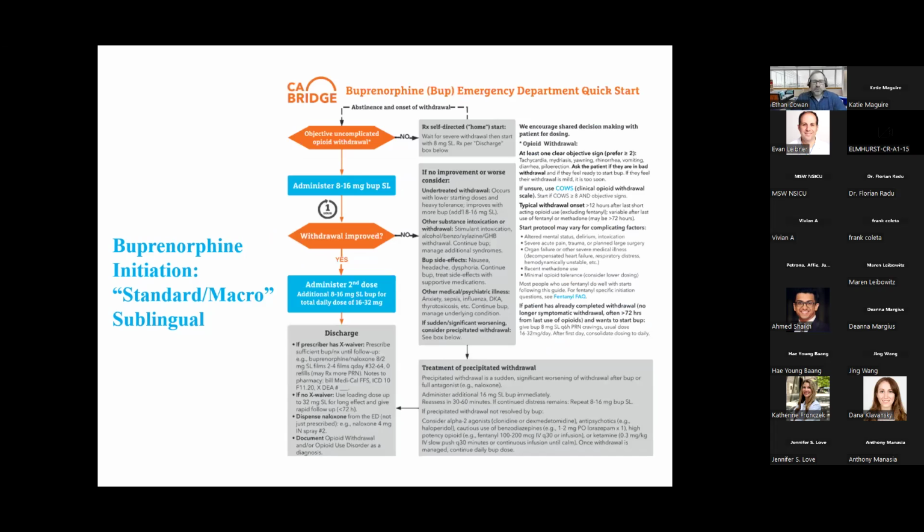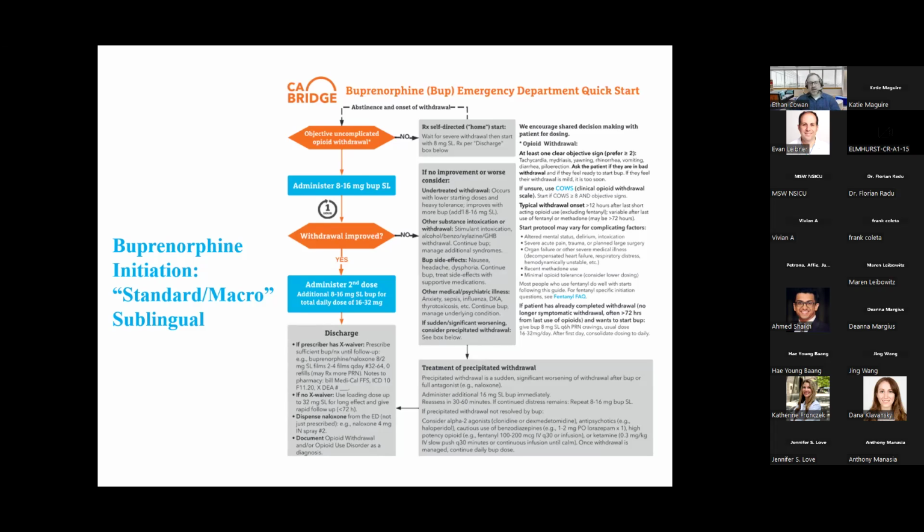This is probably the most commonly used high dose protocol. This is out of California Bridge, which is a program that does ED implemented buprenorphine in California, and they are in about 240 emergency departments. So this is what I would call more of high dose initiation. So here they're really starting with 8 to 16 milligrams, and then giving another 8 to 16 milligrams for a day 1 total of 32. So this is what we'll call macro dosing or high dosing.